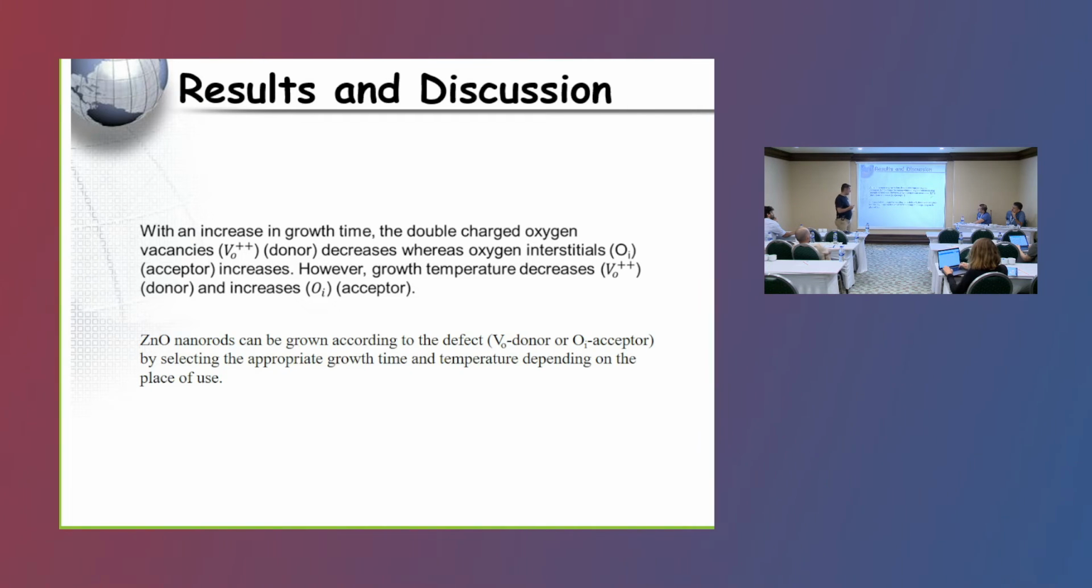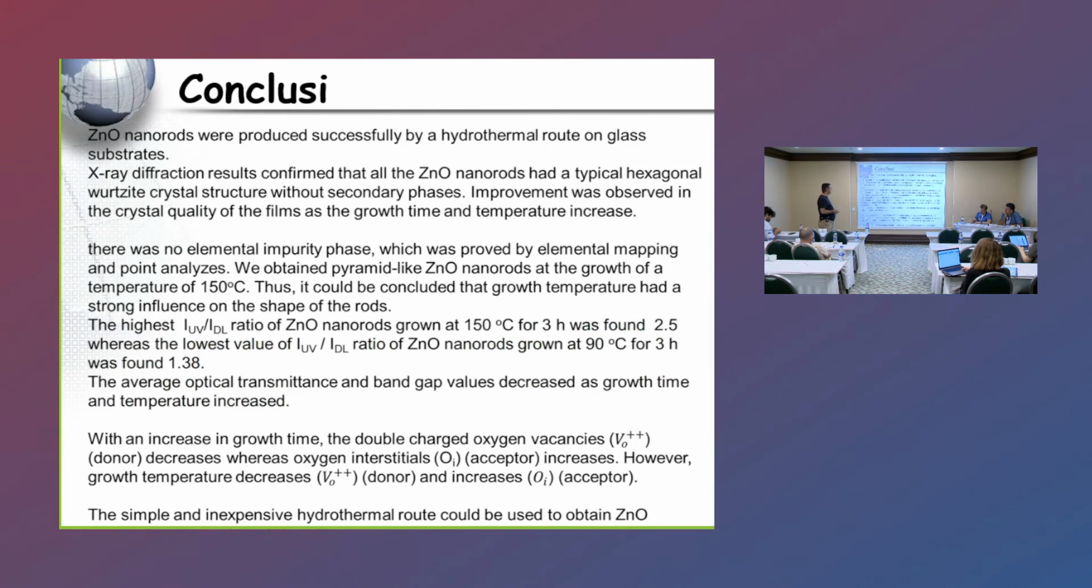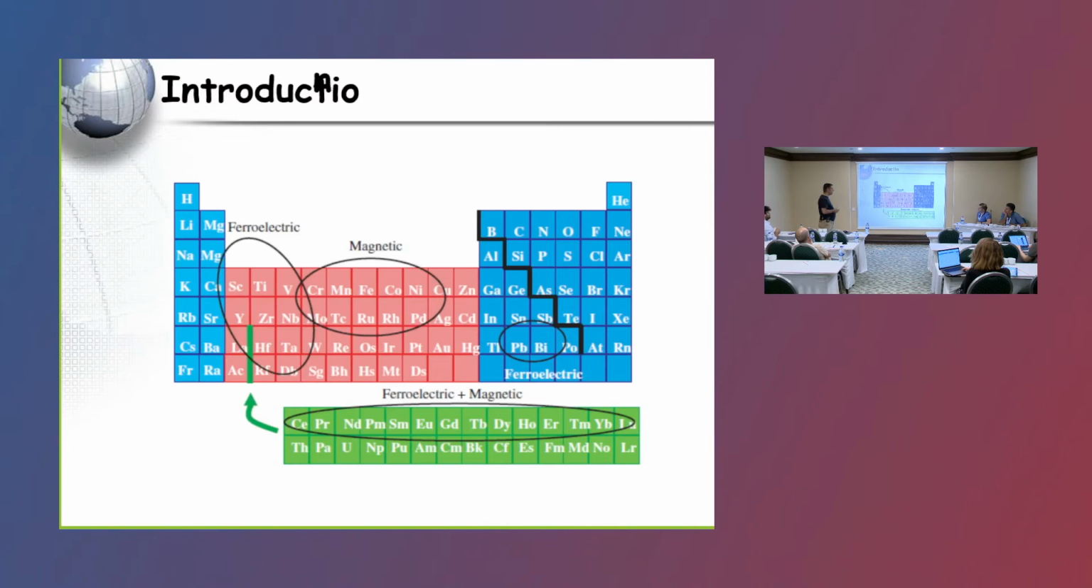defects, donor or acceptor, by selecting the appropriate growth time and temperature depending on the place of use. That means we found that by using different temperature and growth time, we can change the defects. This is the conclusion. That is the important point I wanted to tell you, which is why I will pass this slide.